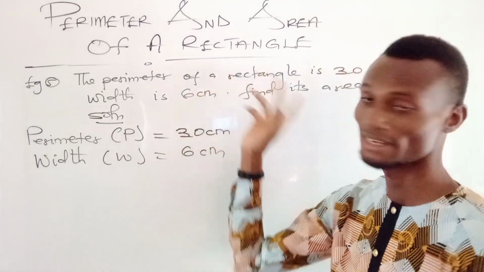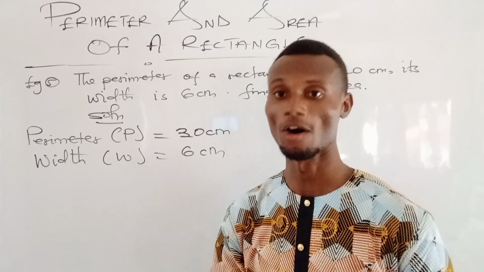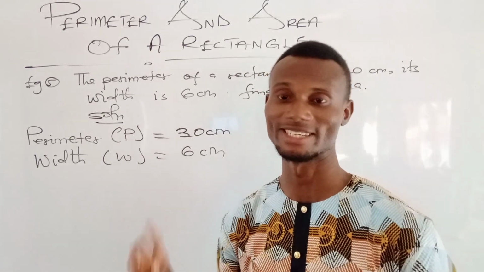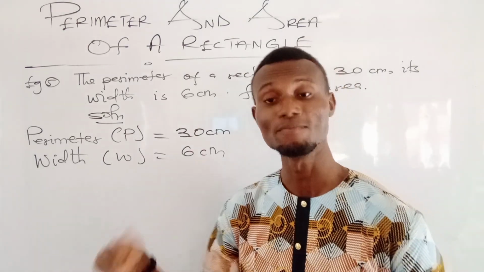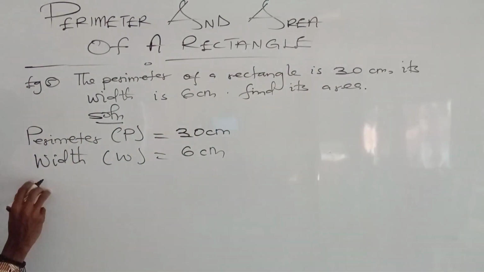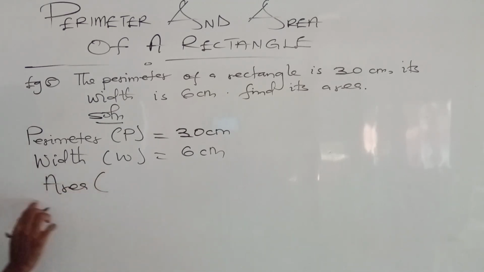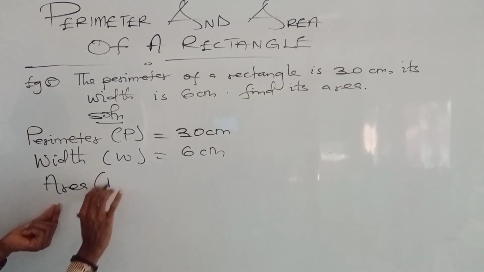Note that we are talking about a rectangle here, so you need to know the formula for finding the area of a rectangle, because that's what the question is asking us to do. We should find the area of the rectangle. So write the formula down. Please write your area in full. Don't write only A.